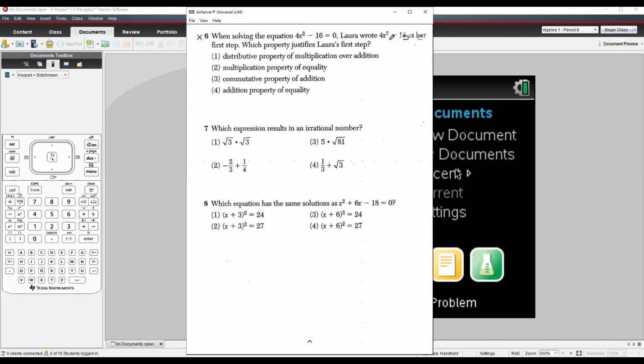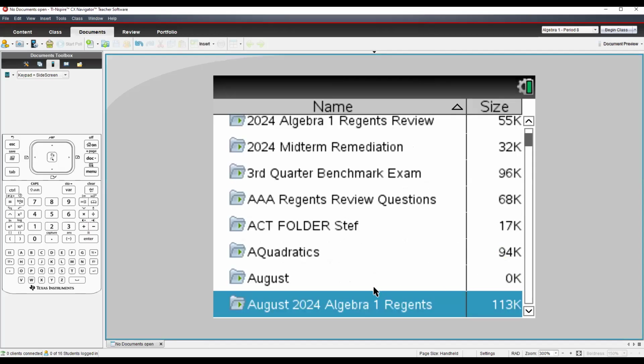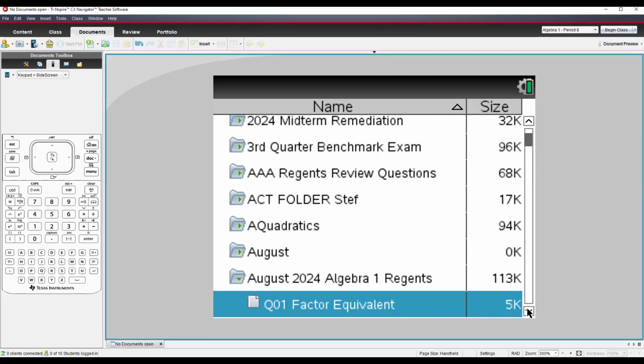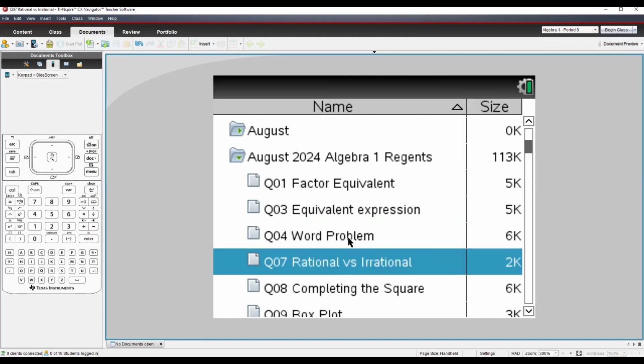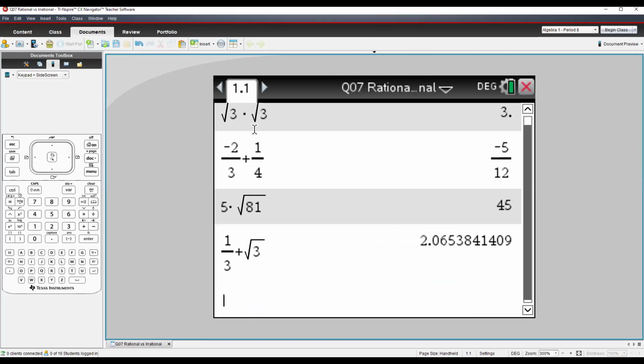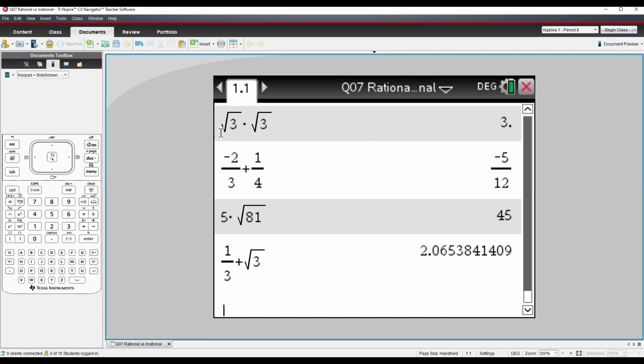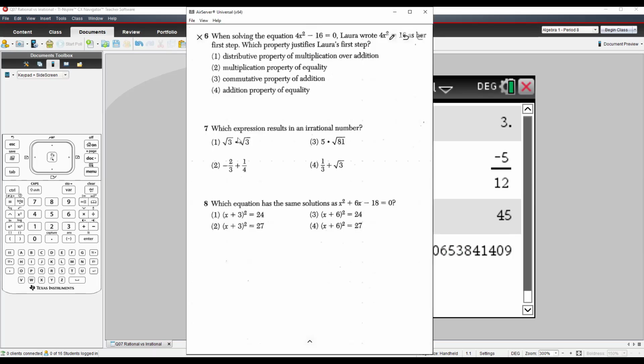So now I've already done this, so let me go out and find this question. I don't want to waste time typing everything in. All right, so here, I typed in, and look, whenever you type in your answer choices, try to make your calculator look just like the exam. Don't change anything. So you can see the very first choice is the square root of 3 times the square root of 3, and it has a dot in between.